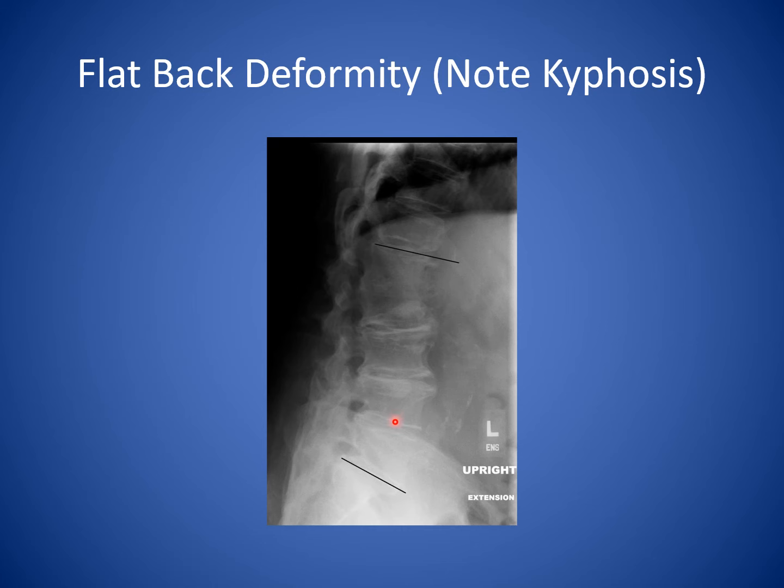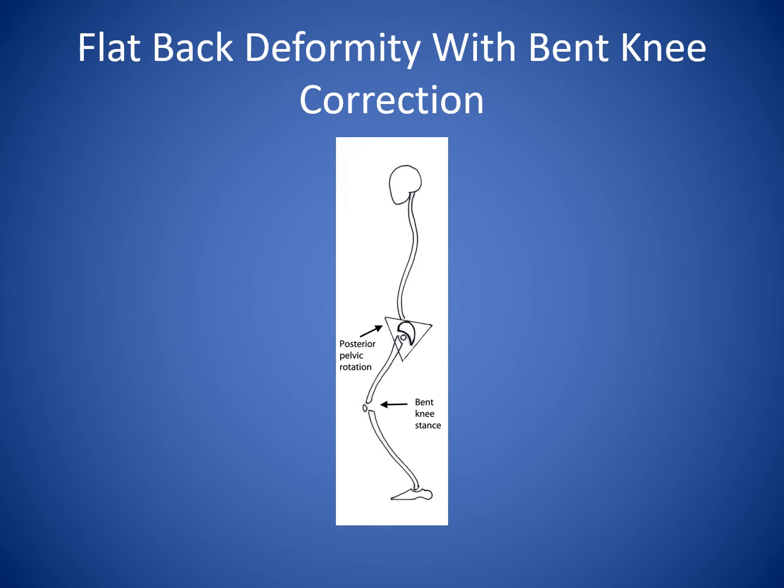If you have a flat back deformity from severe degenerative changes and erosion of the discs, you can see that the lumbar spine, for example, in this case, has a 20-degree curve where it should be between 40 to 65 degrees. The effect of a flat back syndrome is that you have to rotate your pelvis posteriorly, and some people with a flat back syndrome will have a bent knee gait and bent knee stance, so you can look for that.